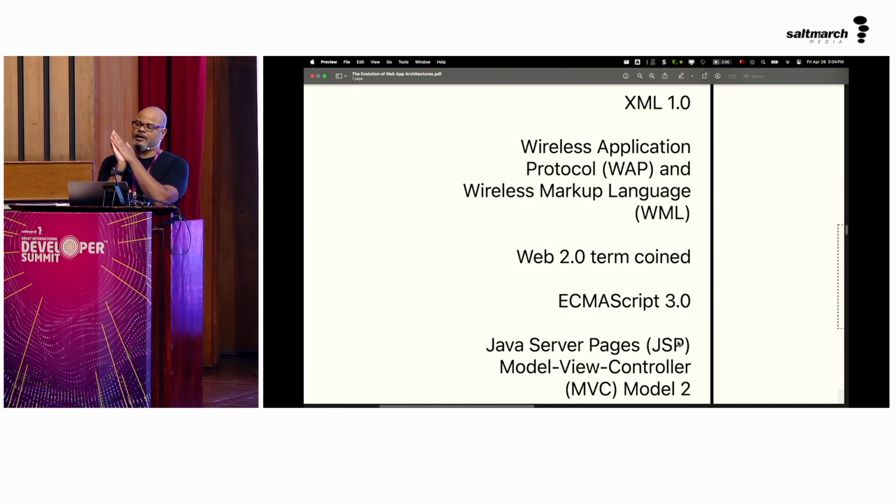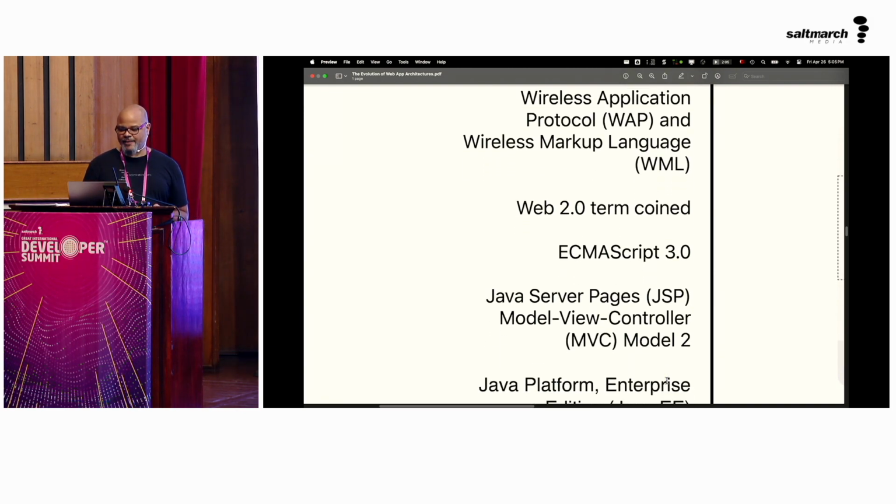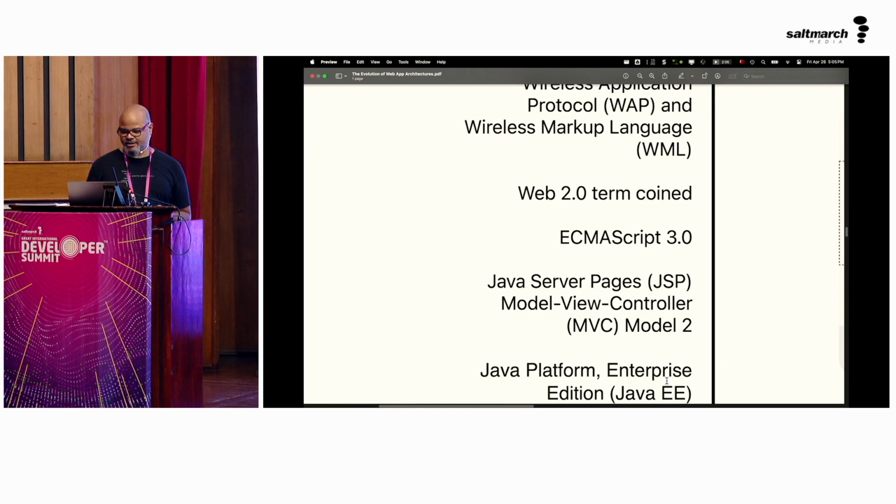Okay, and sometimes we built applications that would actually display different markup based on whether you were using a phone or a desktop browser. Okay, because this was before responsive design, right? This is also around the same time the Web 2.0 term was coined.